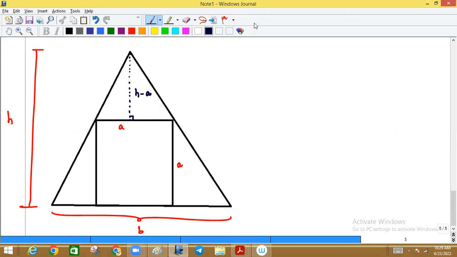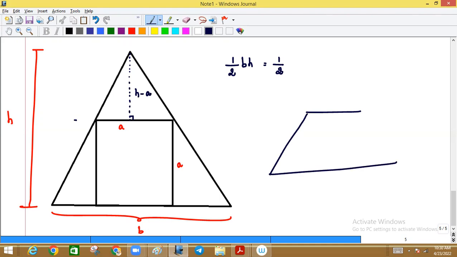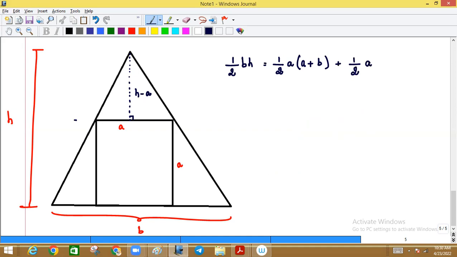What is the area of the entire triangle? Half into base into height is equal to a trapezium plus the smaller triangle. Right? What is the area of the trapezium? Half into distance between the parallel sides. See, this one is a trapezium now. This one is B. This is A. The distance between these two sides is A, and sum of parallel sides is B plus A. Plus the smaller triangle, base is A, height is H minus A.